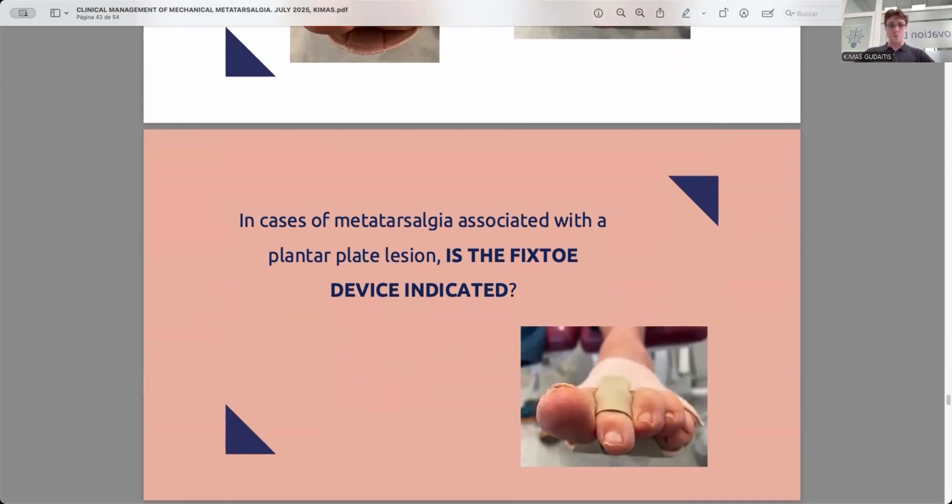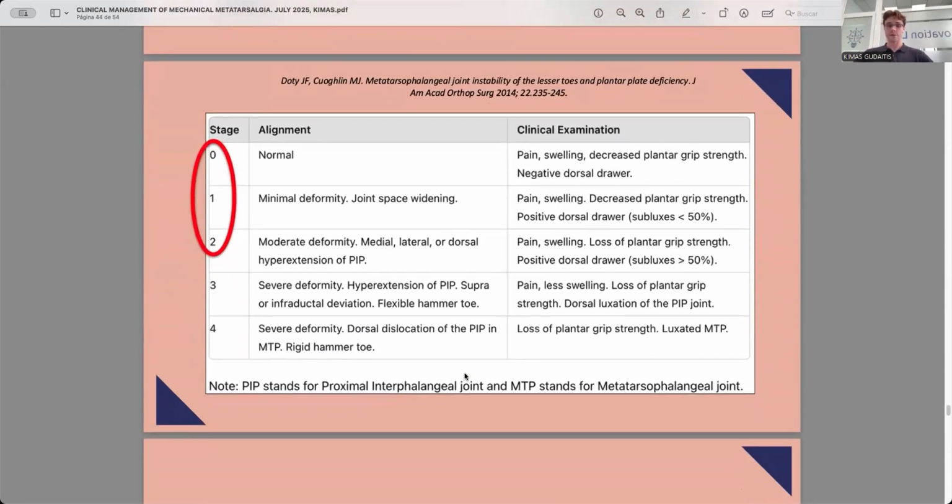The question is, in which cases of metatarsalgia associated with plate injury is the Fixtoe device indicated? Well, the Fixtoe device is mainly indicated in the first 3 stages of the plantar plate pathology. In stage 0, where we have a negative Lachman test, a decreased plantar grip strength, and pain but no visible digital deformity, this is considered really a pre-stage, and early intervention here is the key.